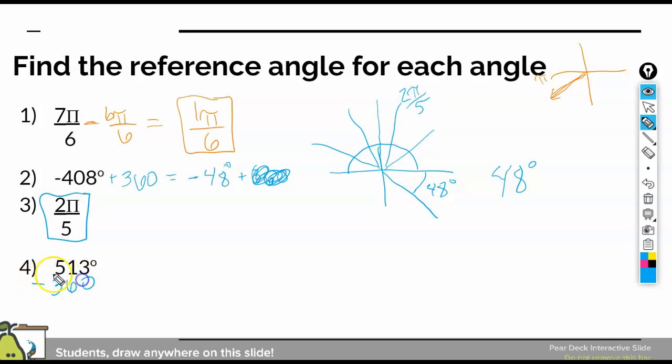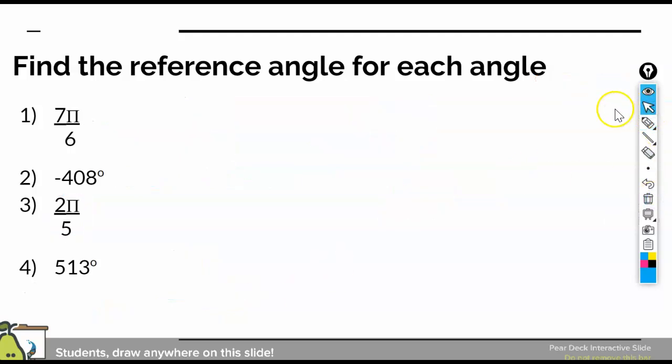513 is bigger than 360. So I'm going to subtract 360 from it just to figure out what its coterminal angle is. So that's going to be 153 degrees. 153 degrees is going to fall over here in the second quadrant somewhere. And our rule for the second quadrant is just to take 180 and subtract 153 from it to figure out what that little bit left over is going to be. And that's going to give us 27 degrees. So its reference angle is going to be 27 degrees.